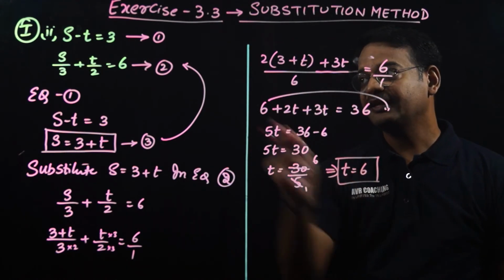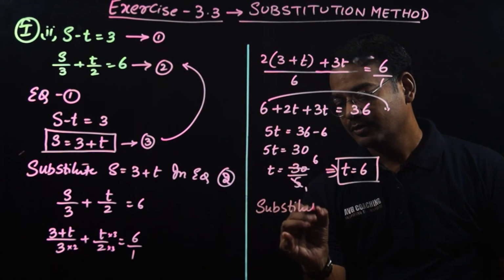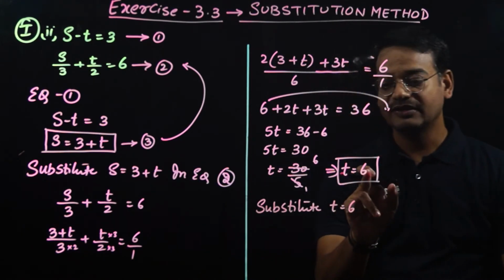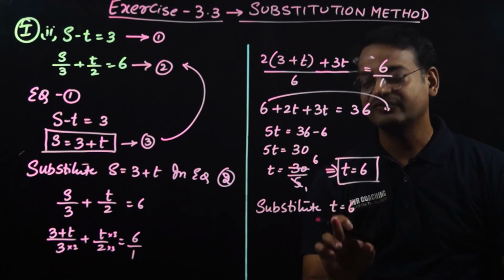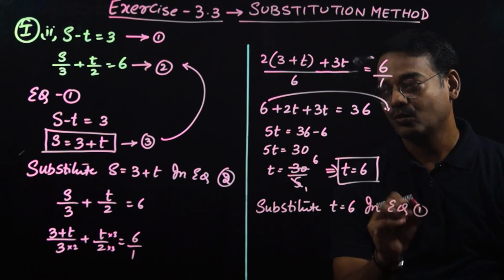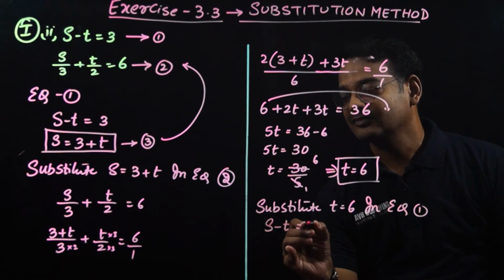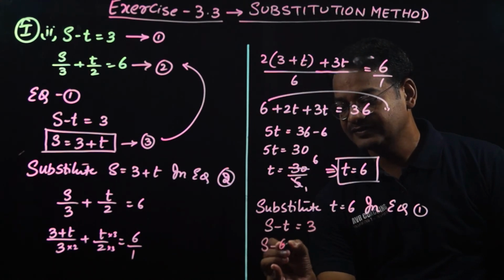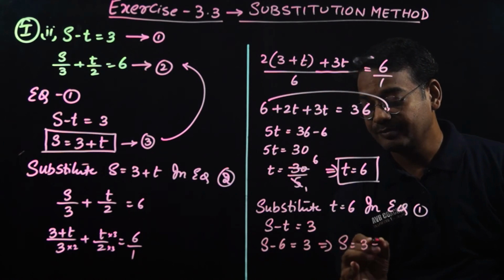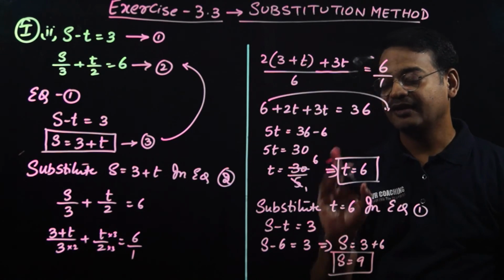Now substituting t in equation 1, substitute t is equal to 6. Sorry, I said 1. Okay, so t is equal to 6. So substitute t is equal to 6 in equation 1. So equation 1 is s minus t is equal to 3. So s minus 6 equal to 3. So this will imply s equal to 3 plus 6, then s is equal to 9. So we got s equal to 9 and t is equal to 6.